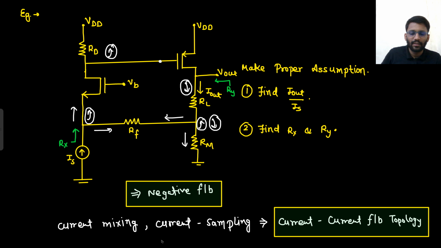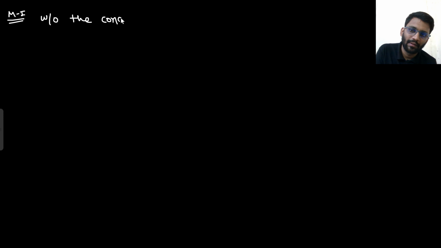Well and good. Let's determine all the values. First we will determine without the concept of feedback. So method 1, without the concept of feedback topology.